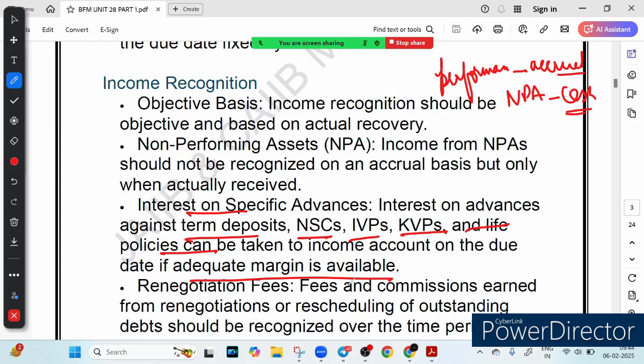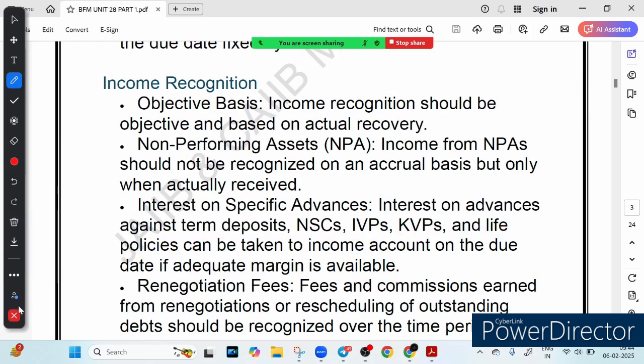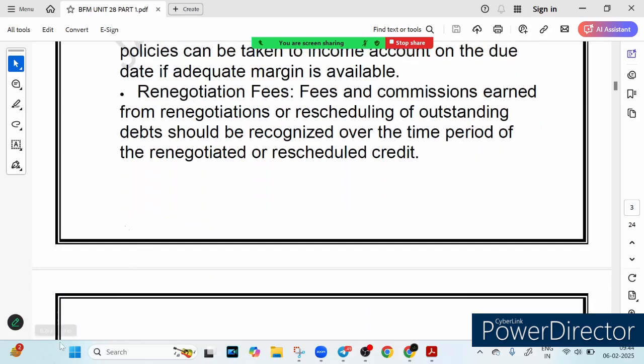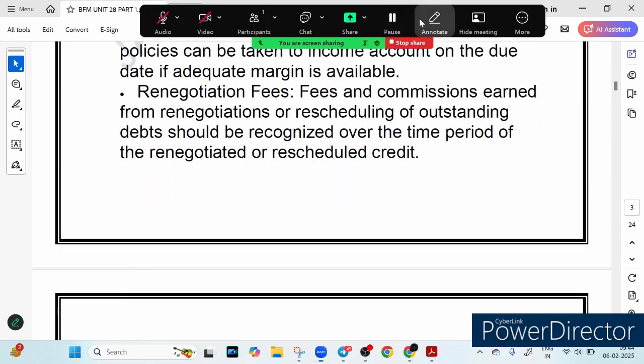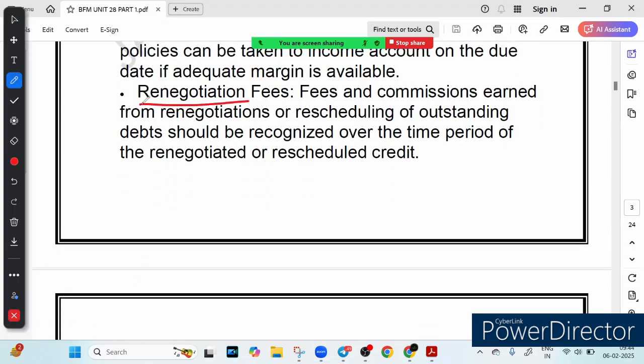Now there is something called renegotiation fee. The next point you can see clearly written here is renegotiation fee. What is the meaning of this renegotiation fee? Let's discuss it now. Sometimes a bank reschedules or renegotiates a loan for a struggling borrower. Some borrower is struggling. For this struggling borrower, what does the bank do? The bank can reschedule or renegotiate the loan.